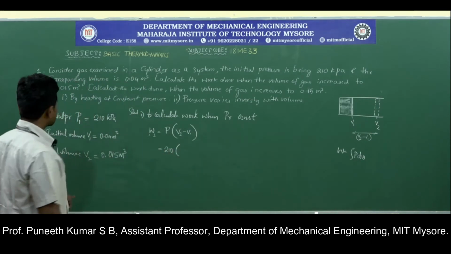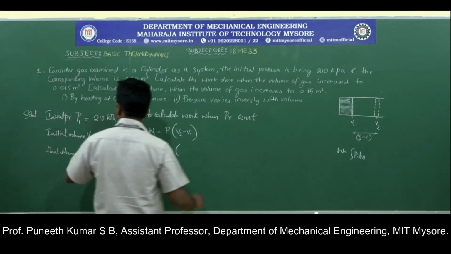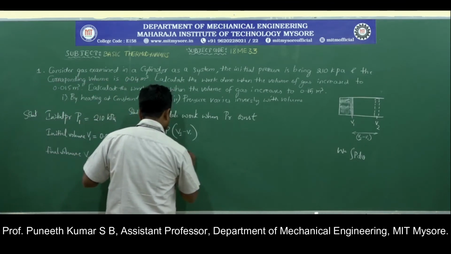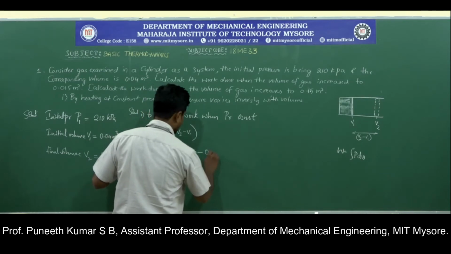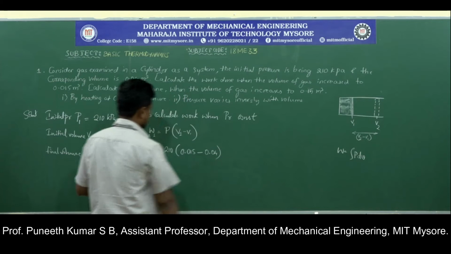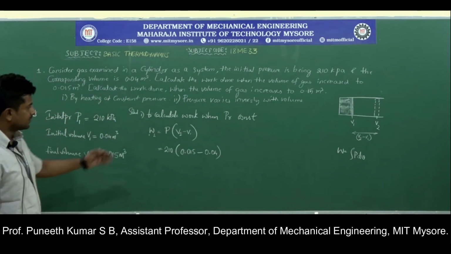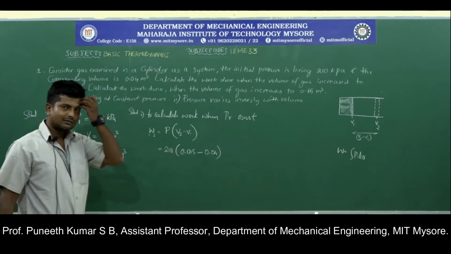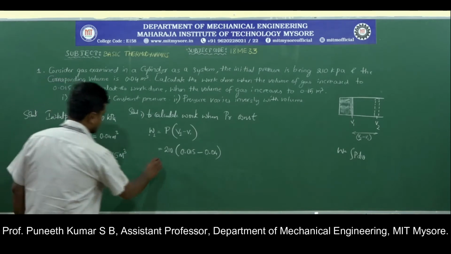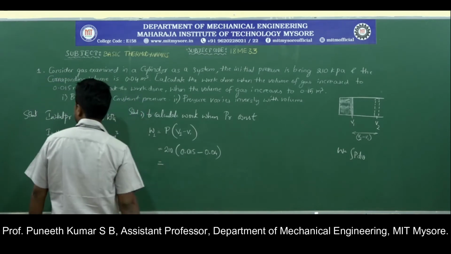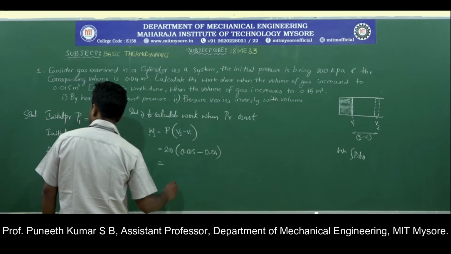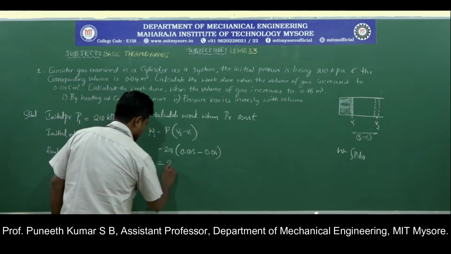So, V2 is 0.015 minus 0.04. By making use of the calculator, we will arrive at the solution: it is 23.1 kilojoules.